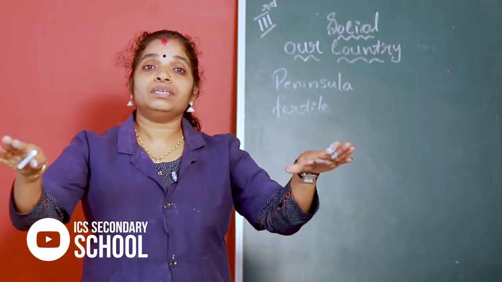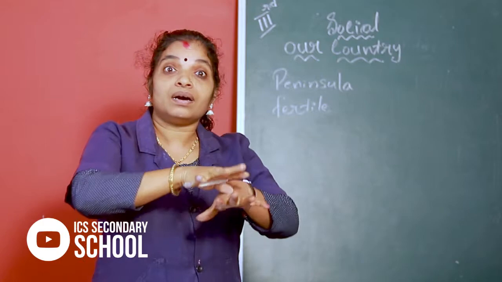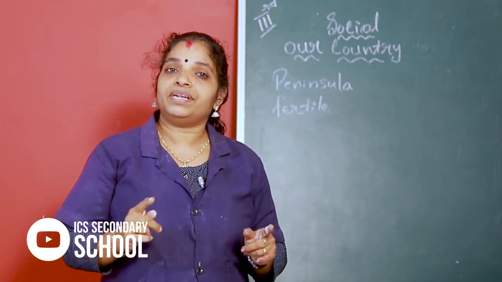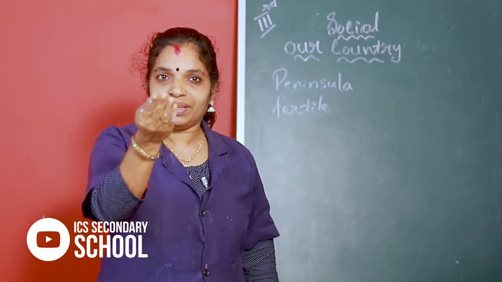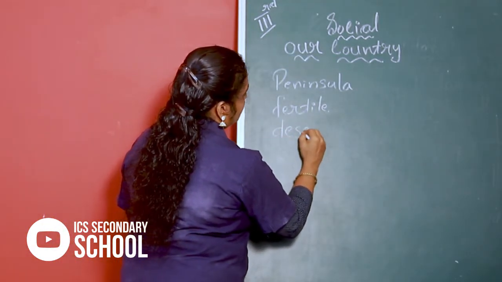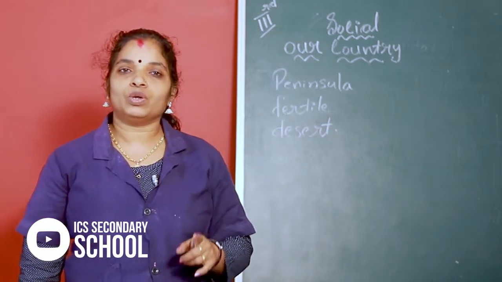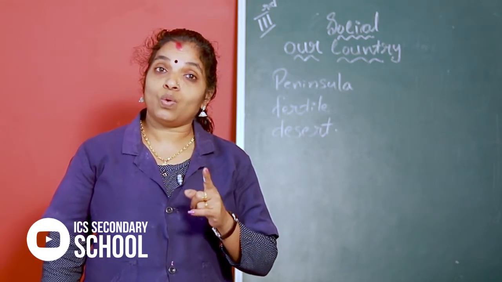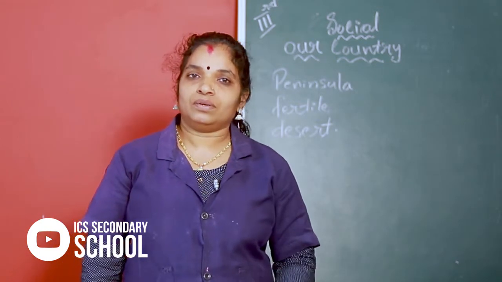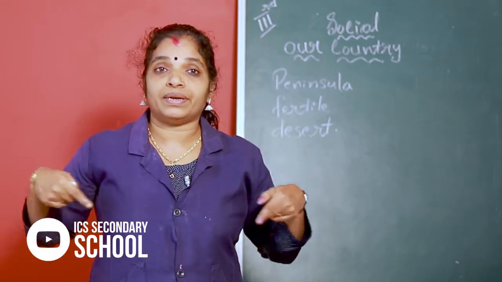A large area of dry land covered with sand, dash. Yes, say loudly, correct? Yes, desert. Once more, third question. A large area of dry land covered with sand. That answer is desert. Fourth one, land which is surrounded by water on all sides.